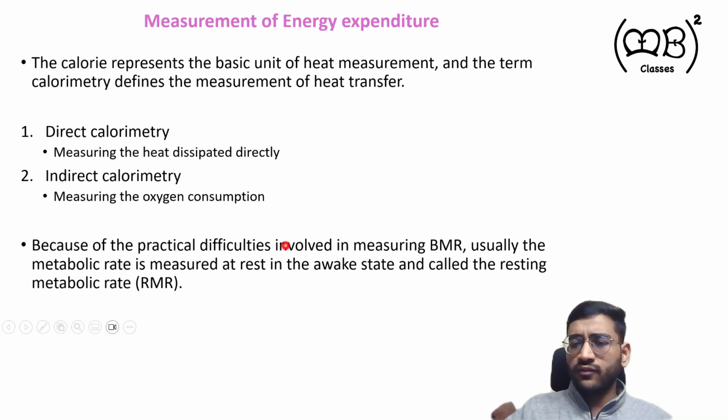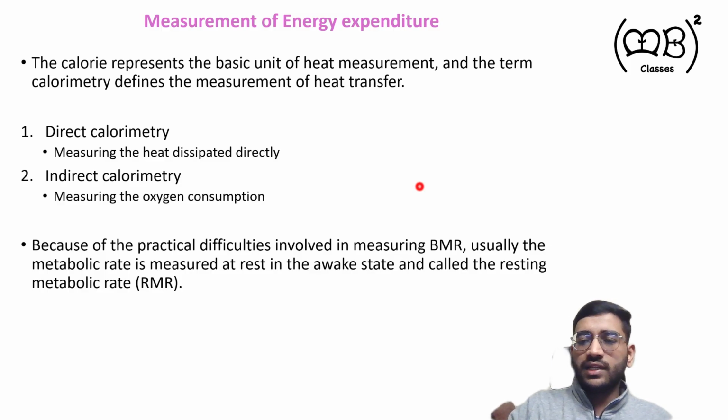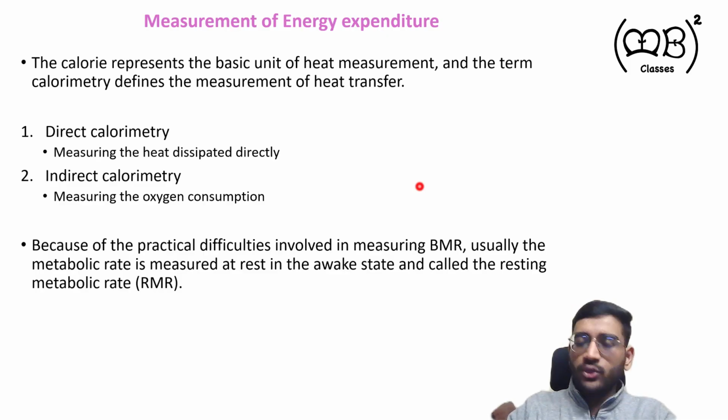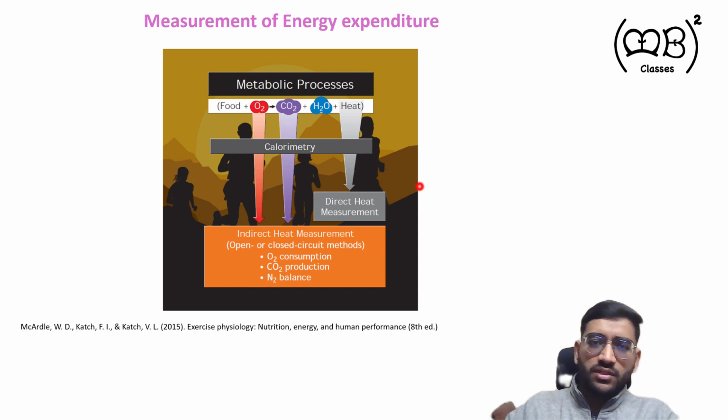Because of practical difficulties in measuring BMR, which we already discussed, because the basal conditions are very stringent, we use less stringent resting awake conditions to calculate RMR. So whatever is calculated in laboratories is, more accurately, RMR, not BMR, but it's still being used interchangeably in many places. So, measurement of energy expenditure, a metabolic process.